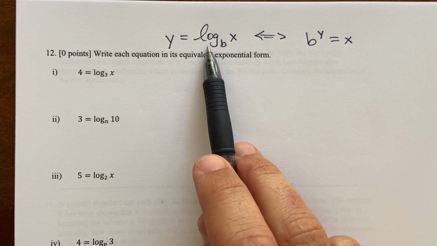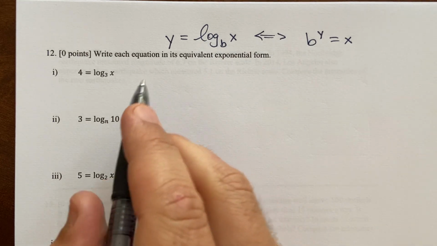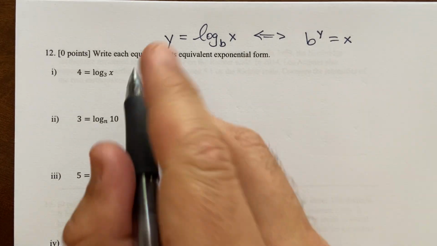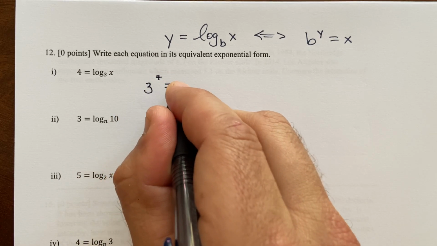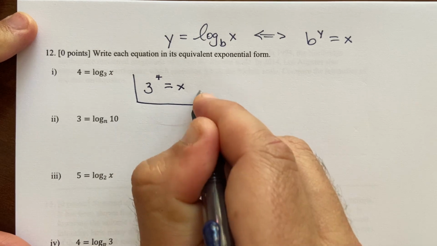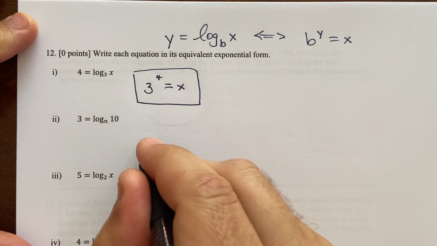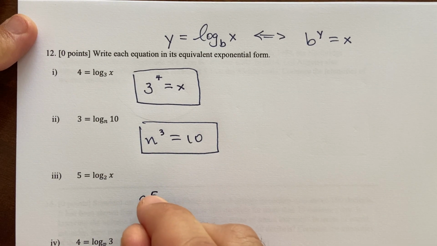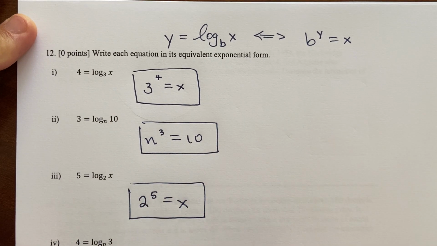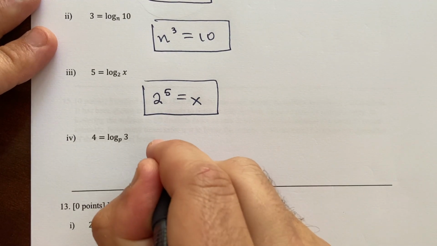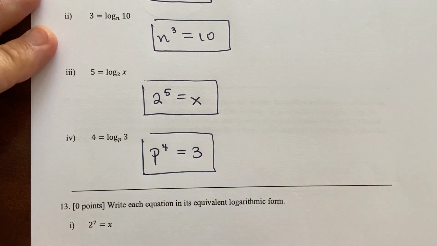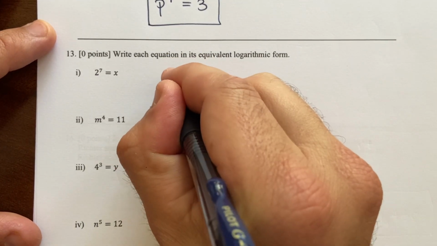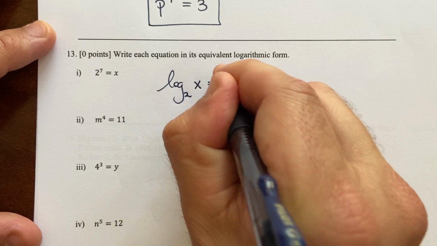So we're attempting to go from left to right here for number 12. So if this was the base, well, then the base gets raised to whatever the logarithm was equal to. So I'd have 3 to the 4th equals x. That's all that this problem is wanting. I'd have n cubed equals 10. I'd have 2 to the 5th equals x. I'd have p to the 4th equals 3. Right? Just going the reverse direction, I'd have log base 2 of x equals 7.